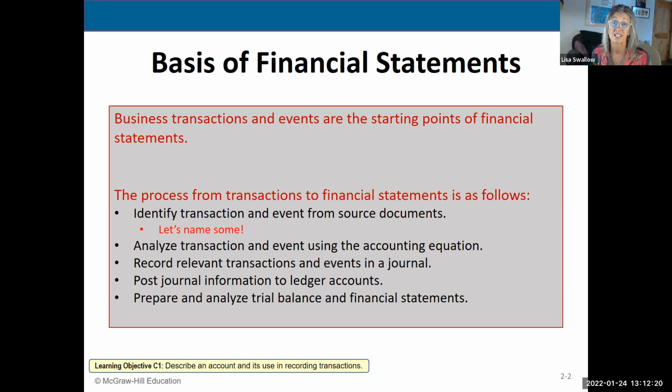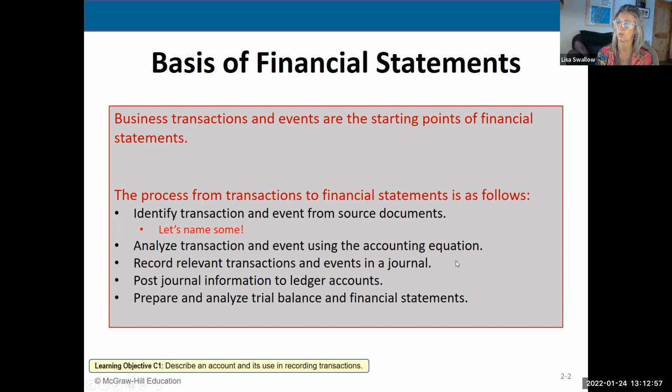Examples might be an employee's time card or an invoice from a creditor or a supplier. It might be invoices that I send out to my customers because they owe me money. It might be a lease that I just signed. It might be a notes payable that I just signed. So there's this whole slew of source documents. We have to find some method of taking them from the analysis stage, which we did in Chapter 1, and moving on to Chapter 2, we have to find a way to record them.